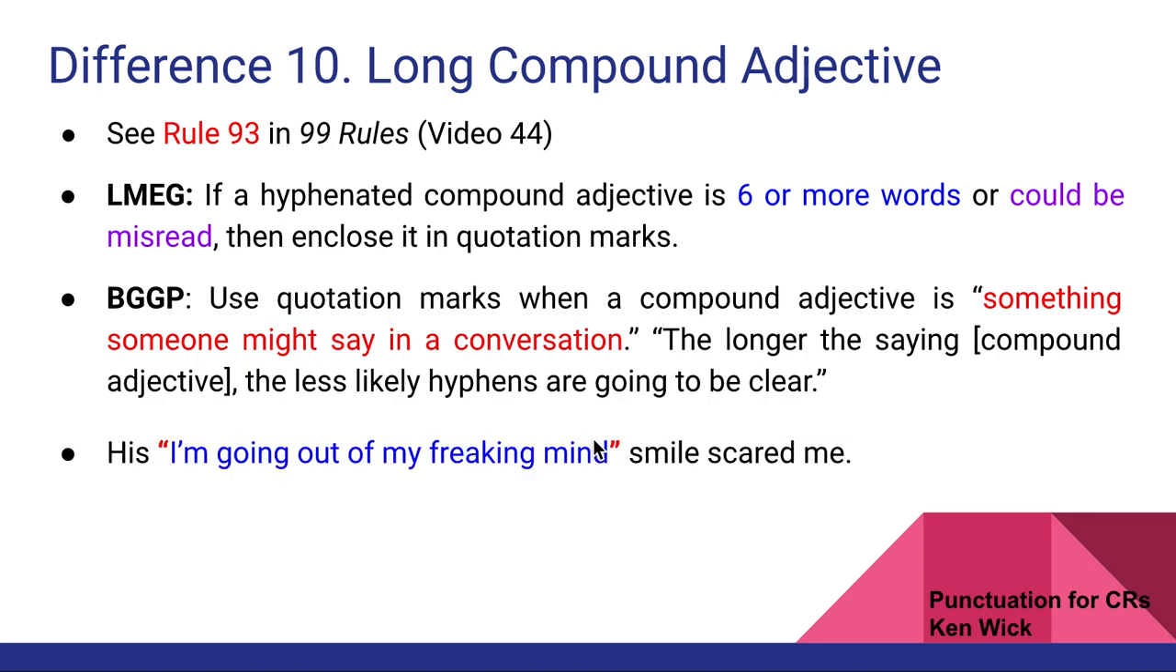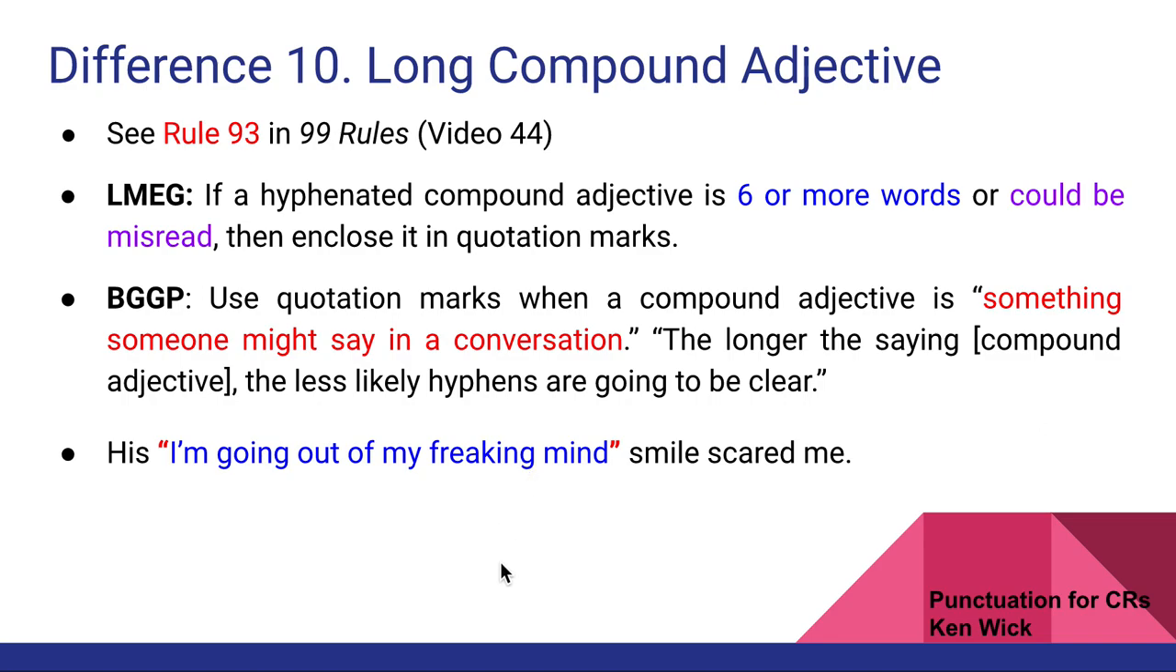So here's an example. I'm going out of my freaking mind, smile. Because this is the noun. This has to be the adjective. So I'm going out of my freaking mind. So 1, 2, 3, 4, 5, 6, 7. So it's 6 or more. So according to LMEG, we would put quotations around it instead of hyphenating it.